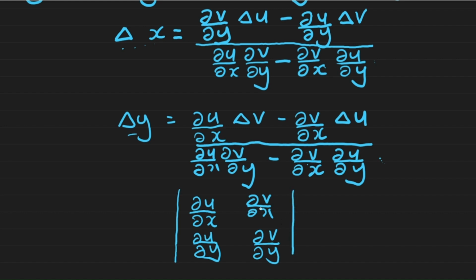We can see that this is the determinant. ∂u/∂x times ∂v/∂y is the first term, minus ∂v/∂x times ∂u/∂y, which is the second term. This determinant is given the name the Jacobian, or the letter J. You just call it J, J for Jacobian.